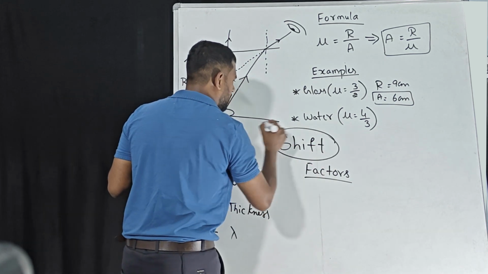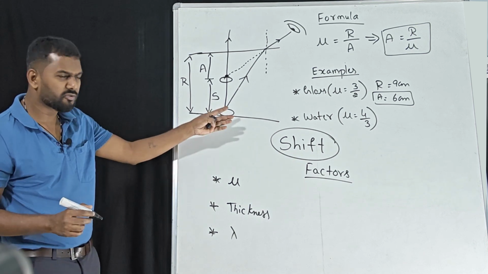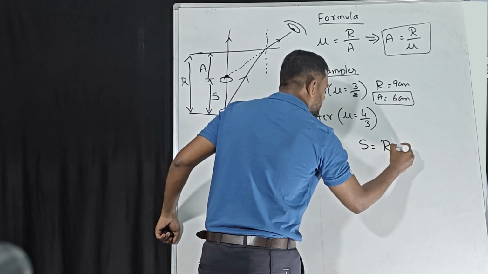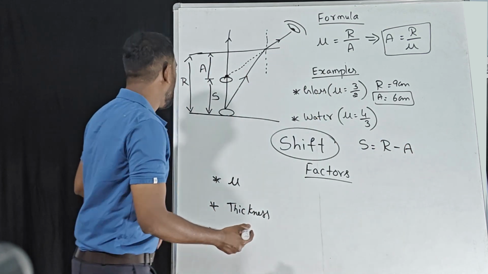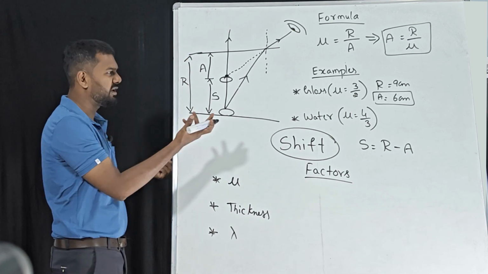This is the important concept, shift. To find shift, it is very simple. S is equal to real depth minus apparent depth. Real depth minus apparent depth will get the shift value. They are very simple, right?